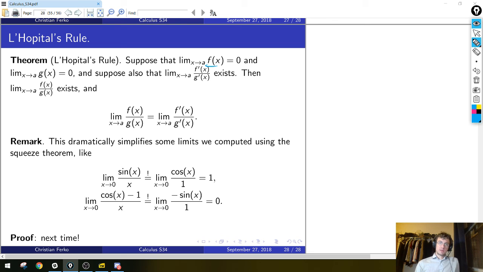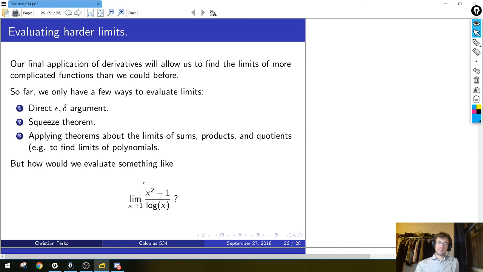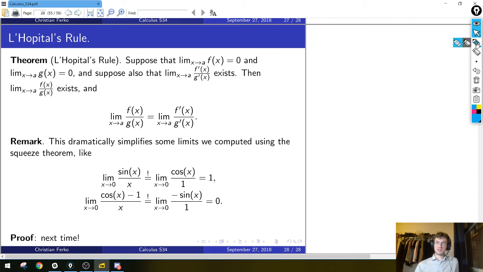Suppose you have two functions f and g, and you know that both of those functions go to 0 at some point. So the limit as x goes to a of f equals 0, and the limit as x goes to a of g equals 0. So for instance, this could be like that function we were looking at back here, like f is the numerator, x squared minus 1, and g is the denominator, log x, because both of those go to 0 when x goes to 1. So you have two functions which go to 0 at some place.